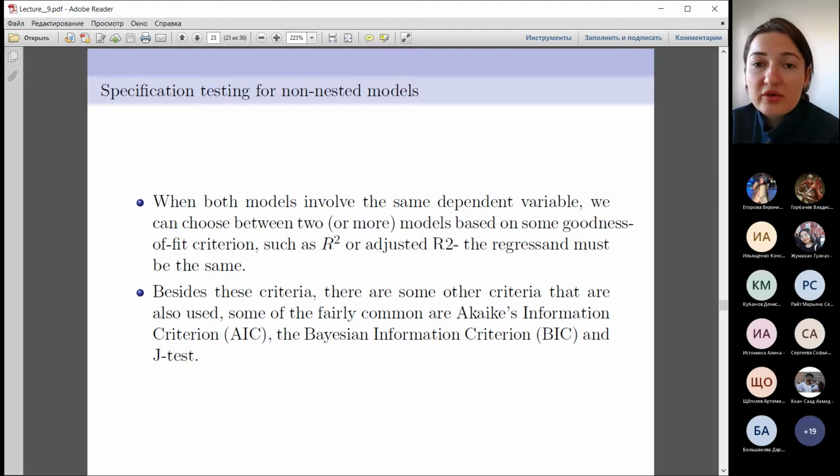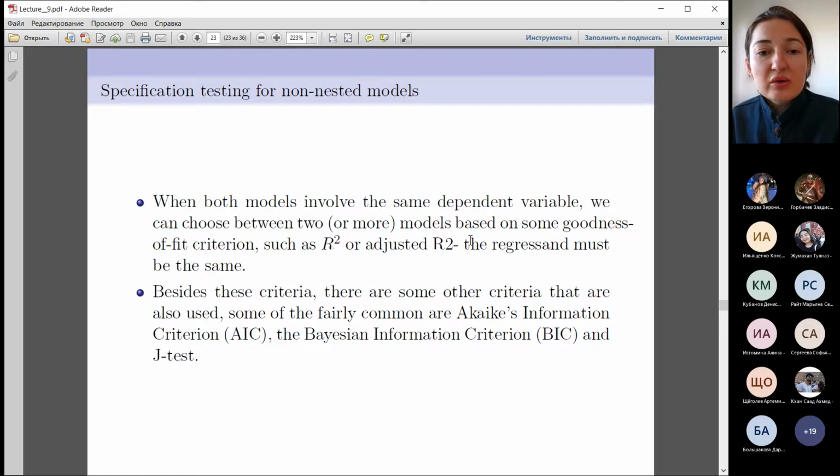Now, in general, you can find that there exist different tests. If we want to continue our discussion about specification testing, some of the tests could be useful only for nested models, and some of the tests could be useful also for non-nested models. So, for example, when you have two models and both models involve the same dependent variable, we can choose between these two models based on some goodness of fit criteria.